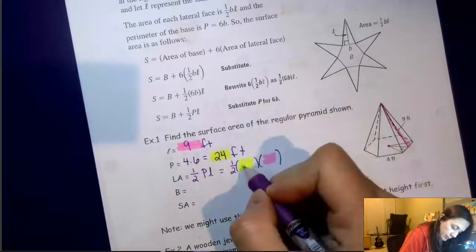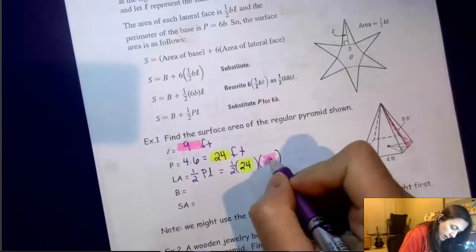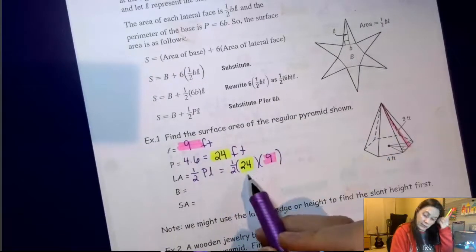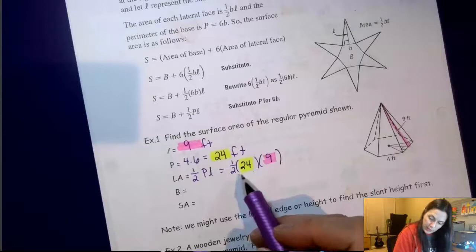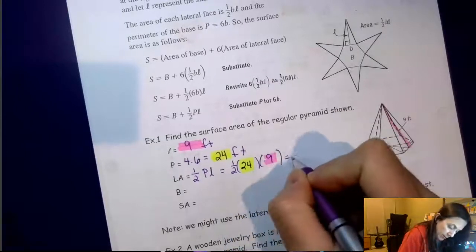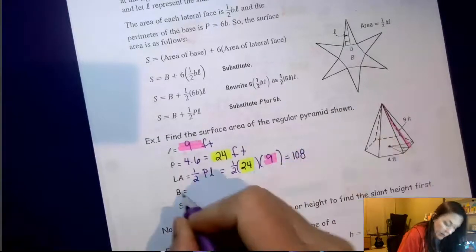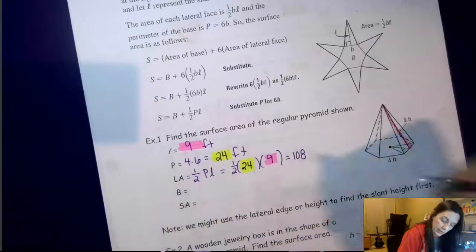1/2, the perimeter is 24. Slant height is 9. Half of that is 12. 12 times 9, I get 108. Lateral area, it's area, so it's going to be feet squared.